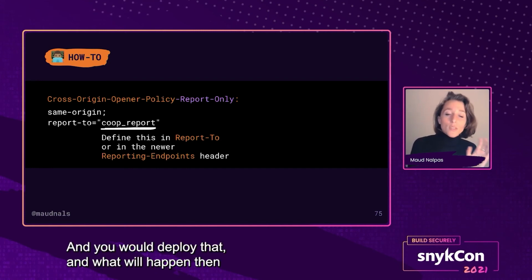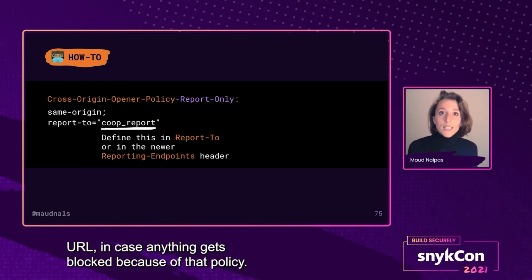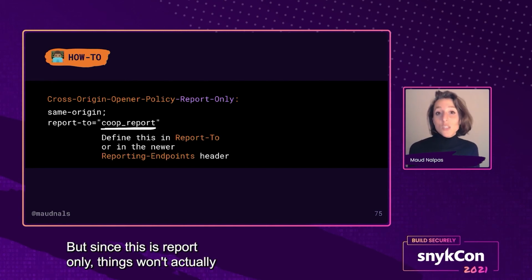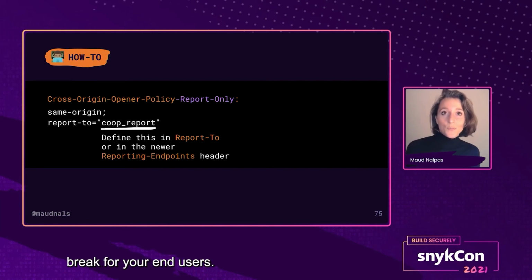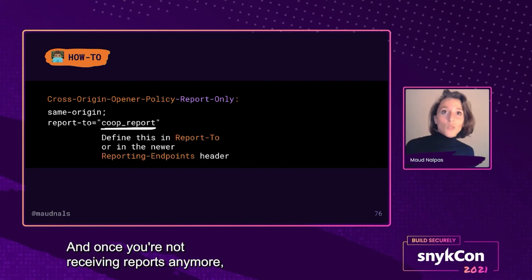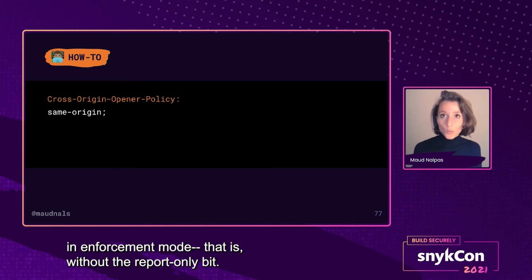And you would deploy that, and what will happen then is you will receive reports to that endpoint, to that URL, in case anything gets blocked because of your Cross-Origin Opener Policy. But since it's report-only, things won't actually break for your end users. So you can adapt and fix what needs to be fixed, and once you're not receiving reports anymore, it means that your policy can be safely deployed in enforcement mode, that is without the report-only bit.